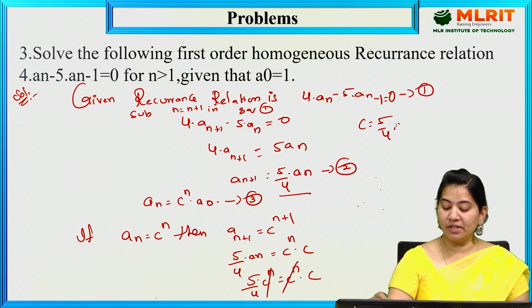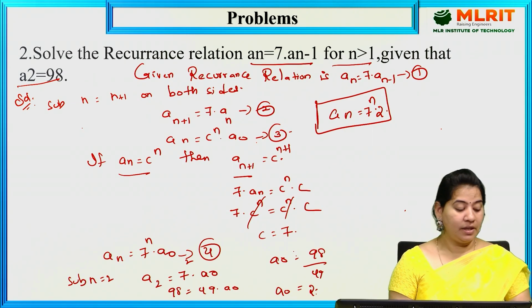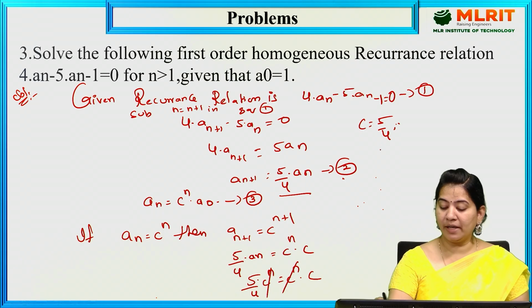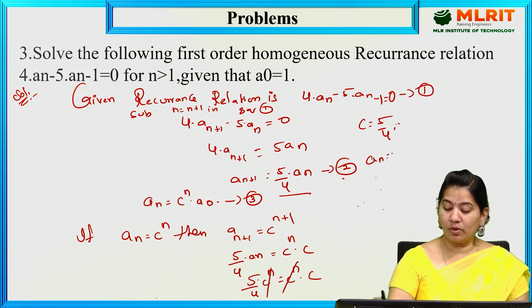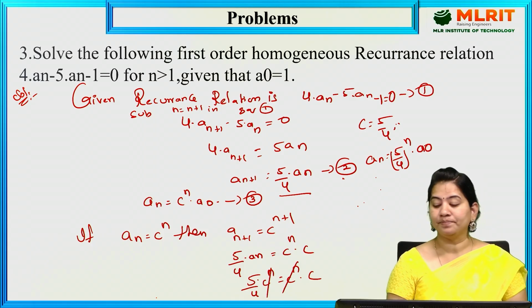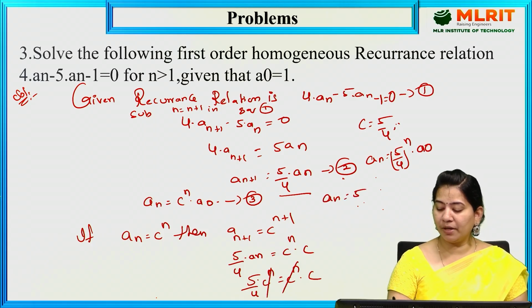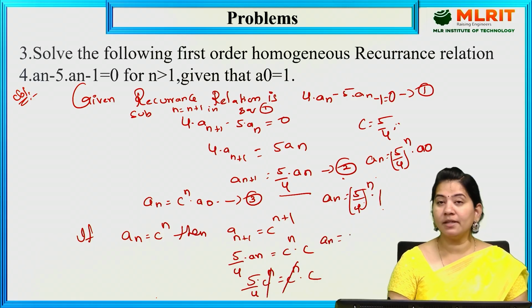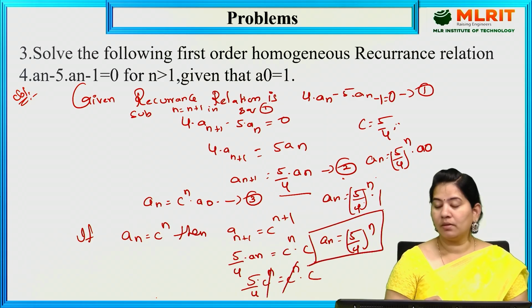So now substitute this 5 by 4 in equation 2. If you substitute this c value, then an is equal to 5 by 4 whole power n into a naught. So then an is equal to 5 by 4 whole power n into 1, which is nothing but an is equal to 5 by 4 whole power n. This is the general solution for the given recurrence relation.